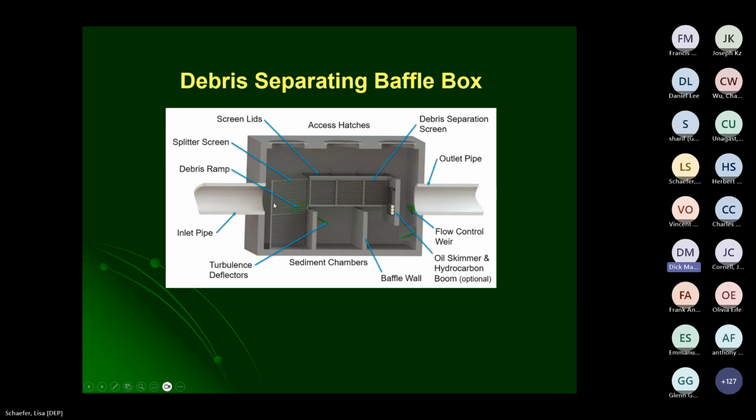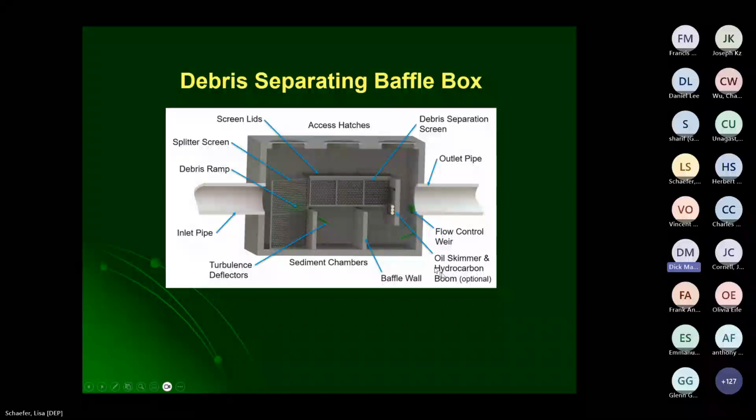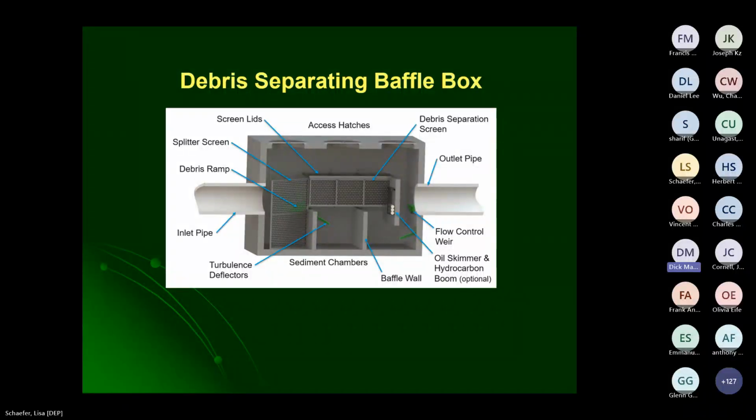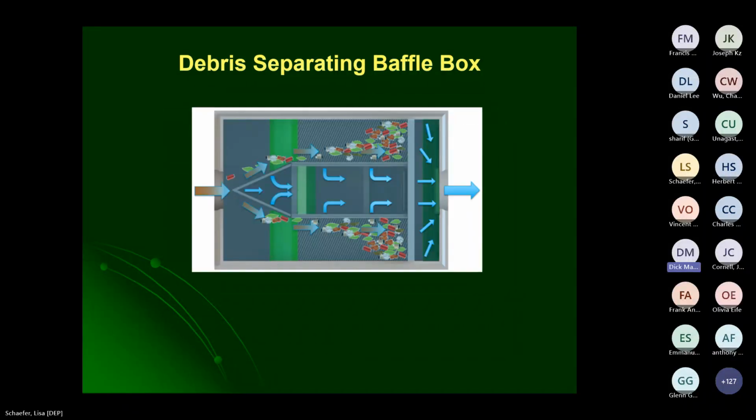I'll show you another view of this. Thank you, Lisa. And there are 3 sediment chambers below, okay, where the sediment is collected. And then it goes out the other side. It also has an oil skimmer and hydrocarbon boom, which are optional at the other end. Next slide, which gives you a vertical view of it.